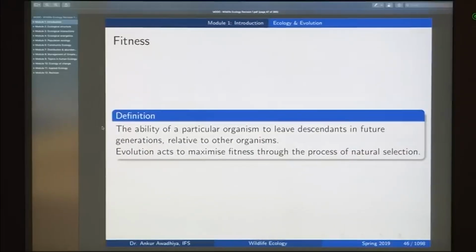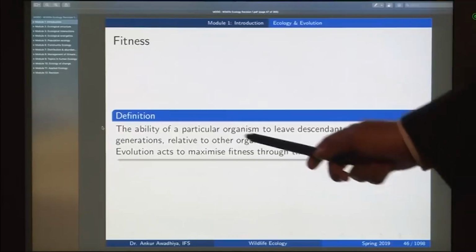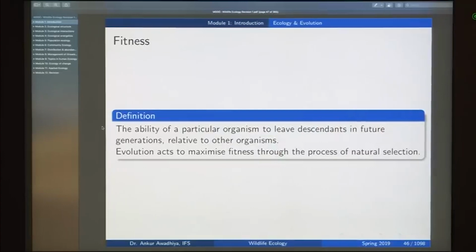And we define fitness as the ability of a particular organism to leave descendants in the future generations relative to the other organisms. And evolution acts to maximize fitness through the process of natural selection. So, whenever we are talking about evolution, it is maximizing the fitness. So, you are selecting those organisms that are more fit as compared to the other organisms.